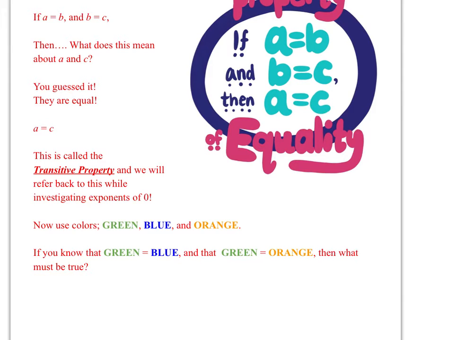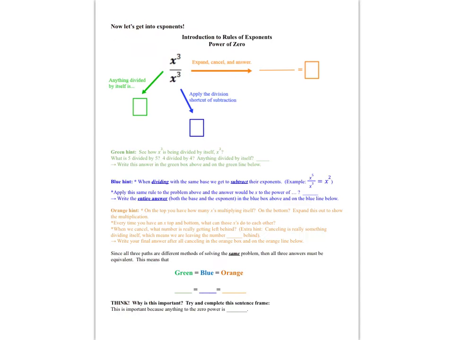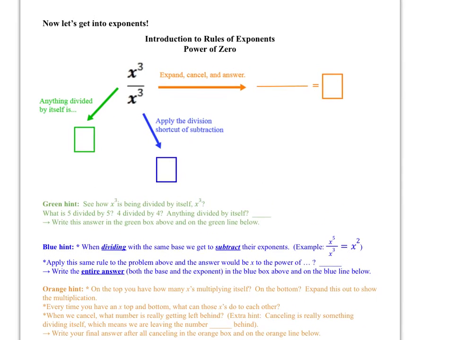We're going to use colors green, blue, and orange to help us see that. So for example, if we knew that green was equal to blue and that green was also equal to orange, then that means that blue and orange must be equal. So now let's get into exponents.